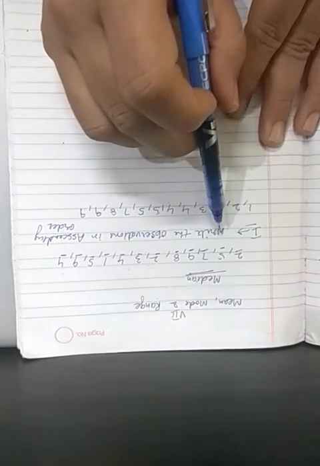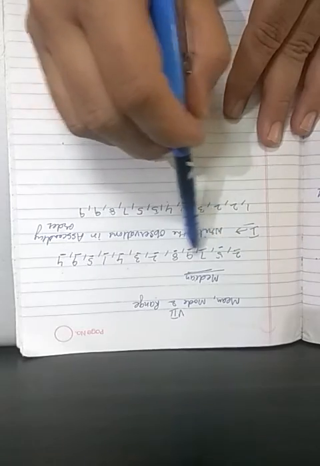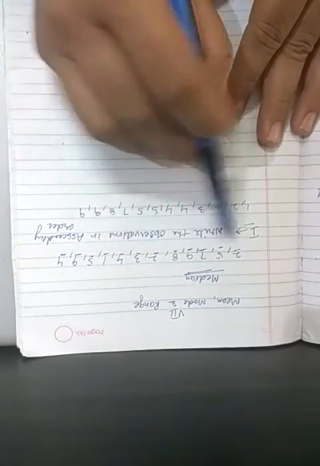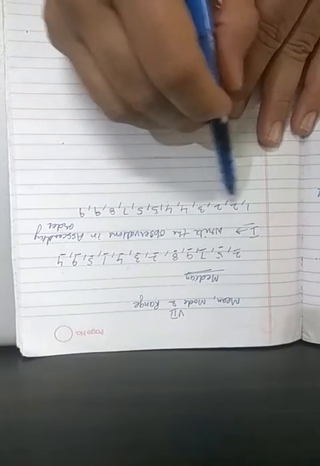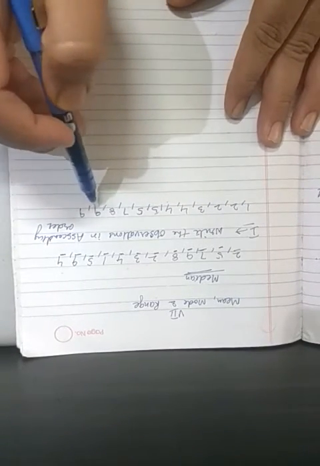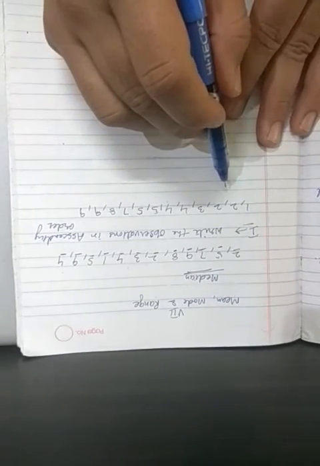Now we will check whether we have written all the entries or not. 1, 2, 3, 4, 5, 6, 7, 8, 9, 10, 11, 12. Total entries are 12. It means we have written all the entries.